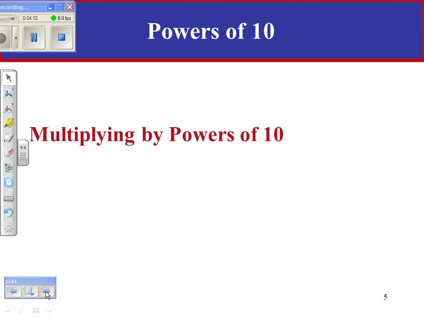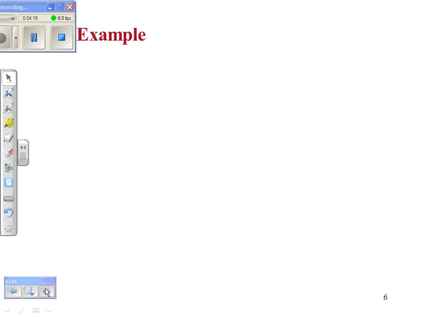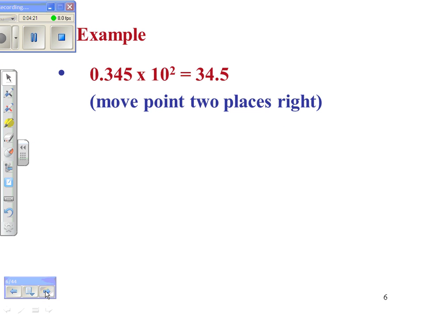Okay, multiplying powers of 10. Once again, you probably remember some of this from 5th or 6th grade. But remember that exponents are easier to play around with than you realize. They make things simple to work with.